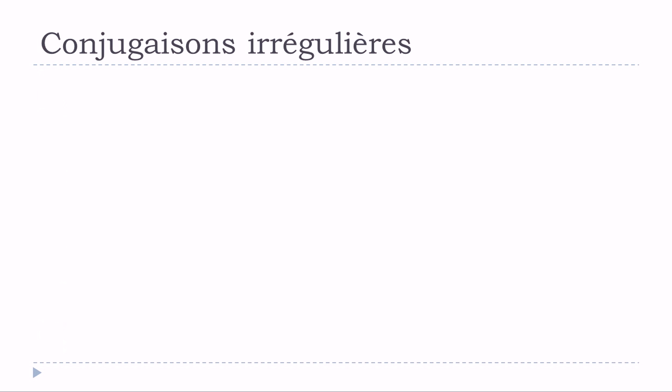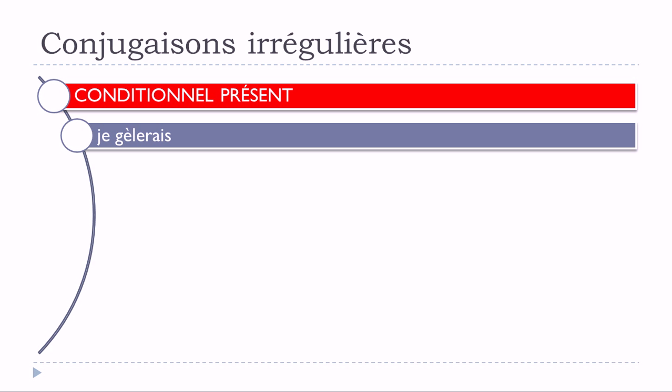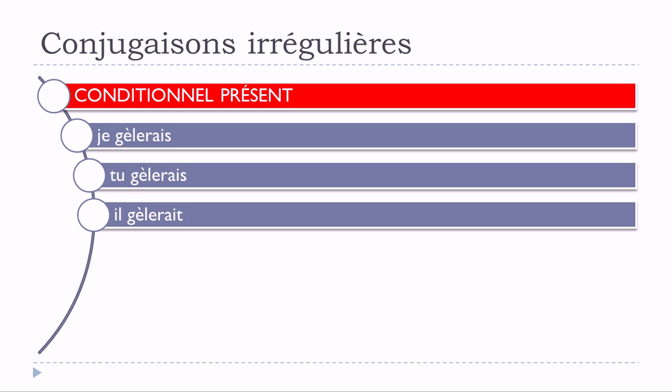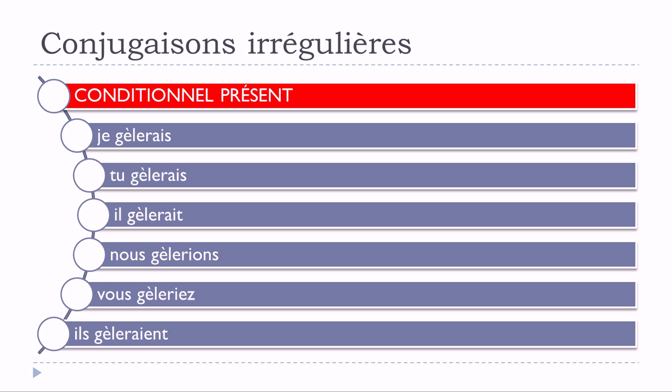If we're talking about the conditionnel présent now, we'll see the forms. Je gèlerais, tu gèlerais, il gèlerait, nous gèlerions, vous gèleriez, ils gèleraient. What you can see is that it's exactly the same modification and it concerns all the forms: accent grave on top of the first e.